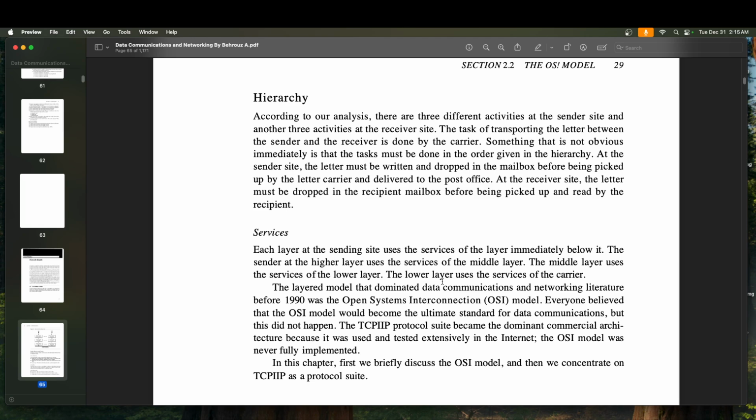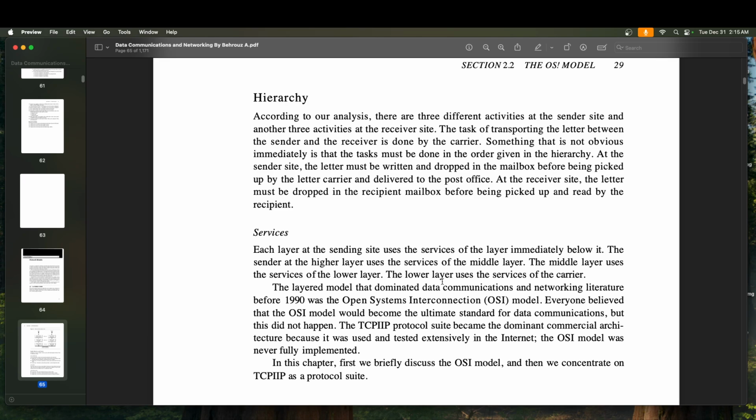Now each layer at the sending side uses the services of the layer immediately below it. So if you imagine, the person has to send, and the postman has to collect it from the layer above. So the lower layers are going to use the services of the higher layers.